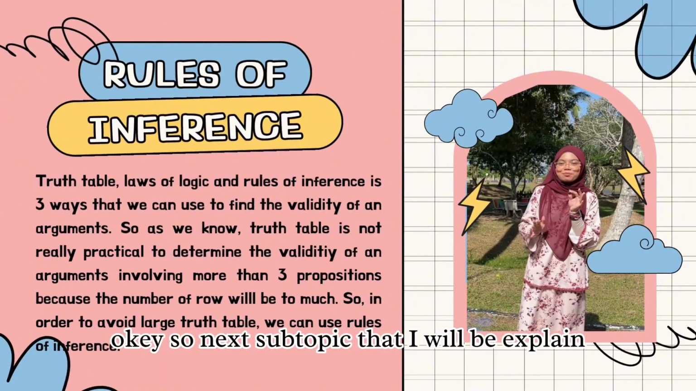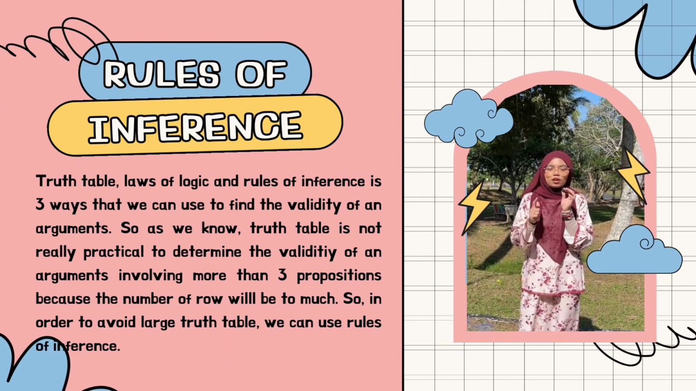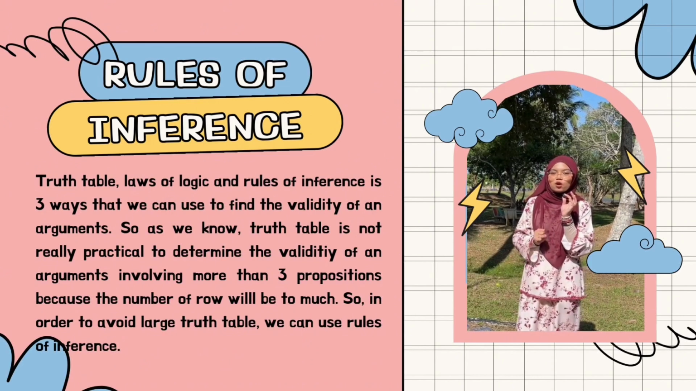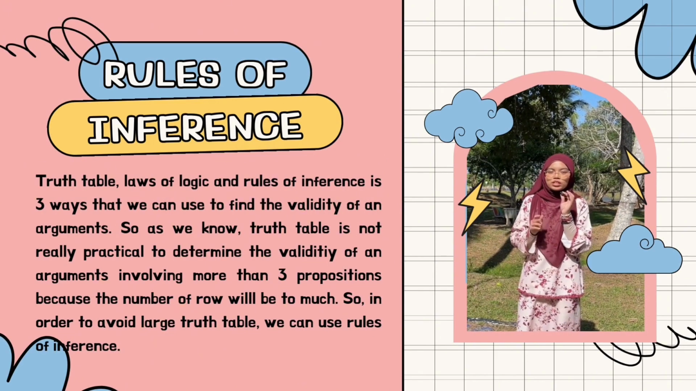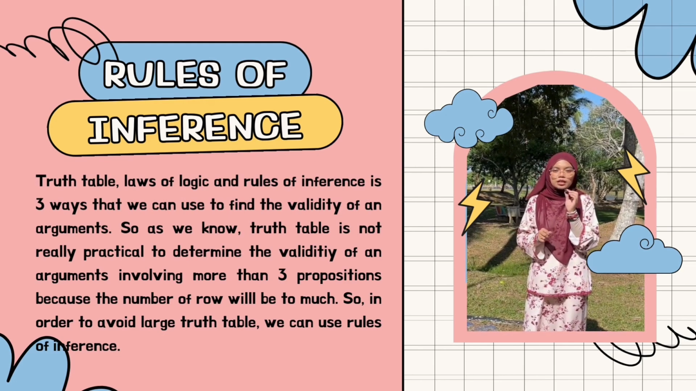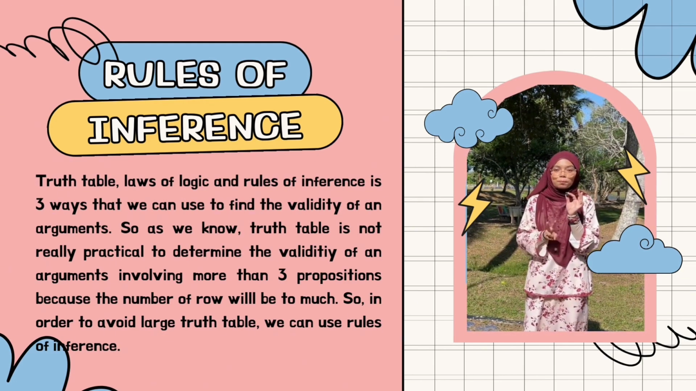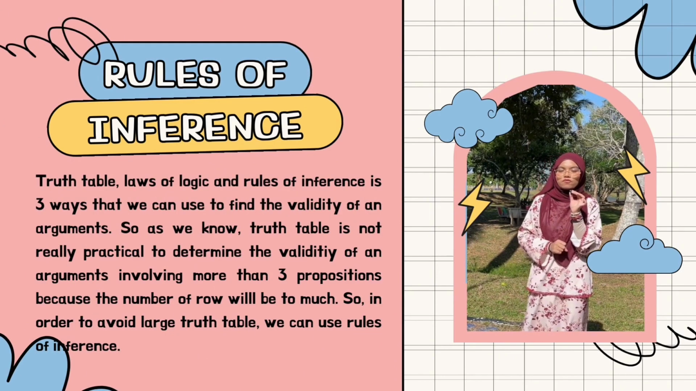Okay, so next subtopic that I'll be explaining is about rules of inference. So, truth table, law of logic, and rules of inference is 3 ways that we can use to find the validity of an argument. So, as we know, truth table is not really practical to determine the validity of an argument involving more than 3 propositions because the number of rows will be too much. So, in order to avoid large truth table, we can use rules of inference.